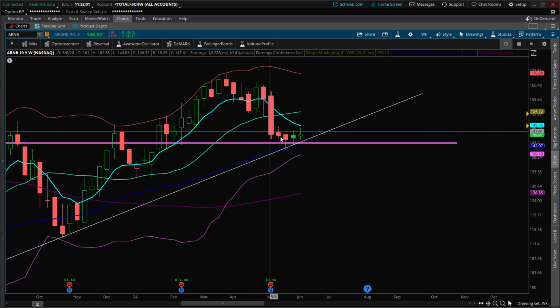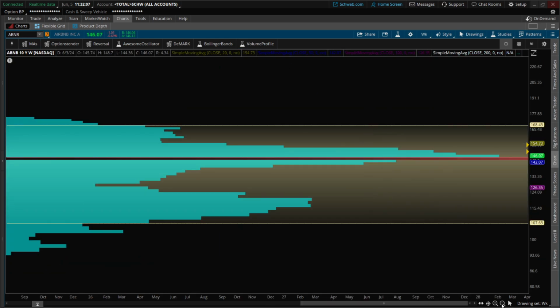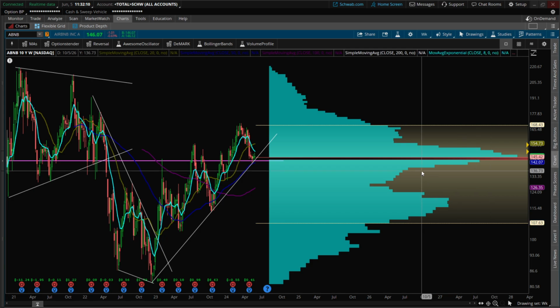The Bollinger Bands, you see those tightening up. And then you have the volume profile. This is a pretty important one. It just happens to have all this volume right where we're sitting right now. So this is going to act as a volume shelf, and it could act as a launch pad.